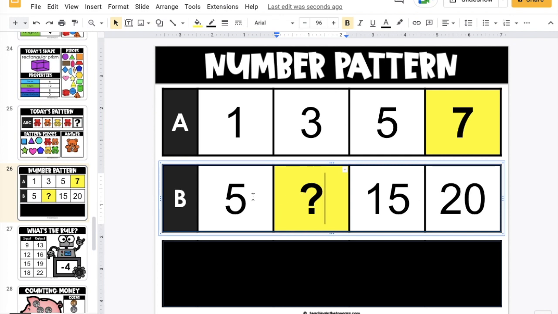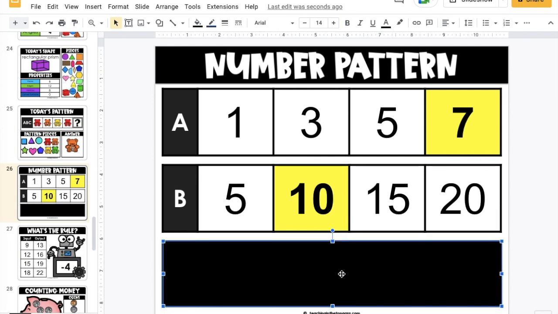That's a jump of 5. So right smack dab in the middle of 5 and 15 is 10. So we're going to jump 5 more. Let's see, 5, 10, 15, 20. That does sound familiar. We have been counting by 5s. So that one is finished.